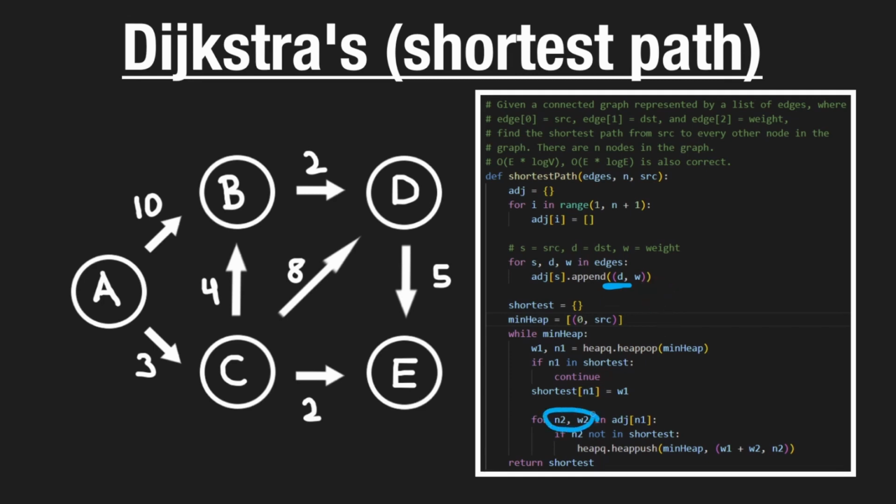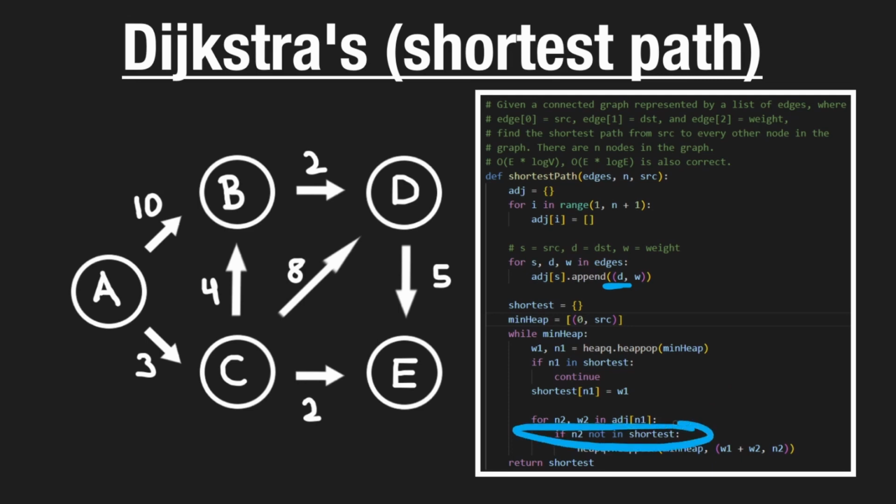So for this neighbor, if for that neighbor we haven't already calculated the shortest path, this is important because we don't want to end up getting stuck in an infinite loop. For example, if, from C, maybe we had an edge going back to A, we don't want to end up pushing C to the min heap and then pushing the neighbor of C, which is A, and then pushing the neighbor of A, which is C. We don't want to get caught in that kind of infinite loop. That's why we make sure not to push a node that we've already calculated the shortest path for.